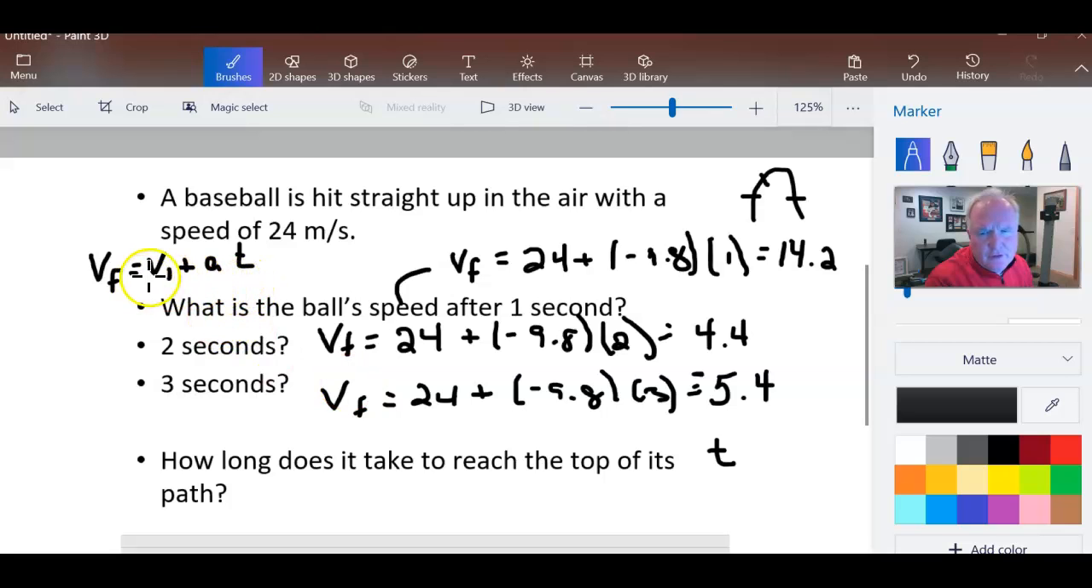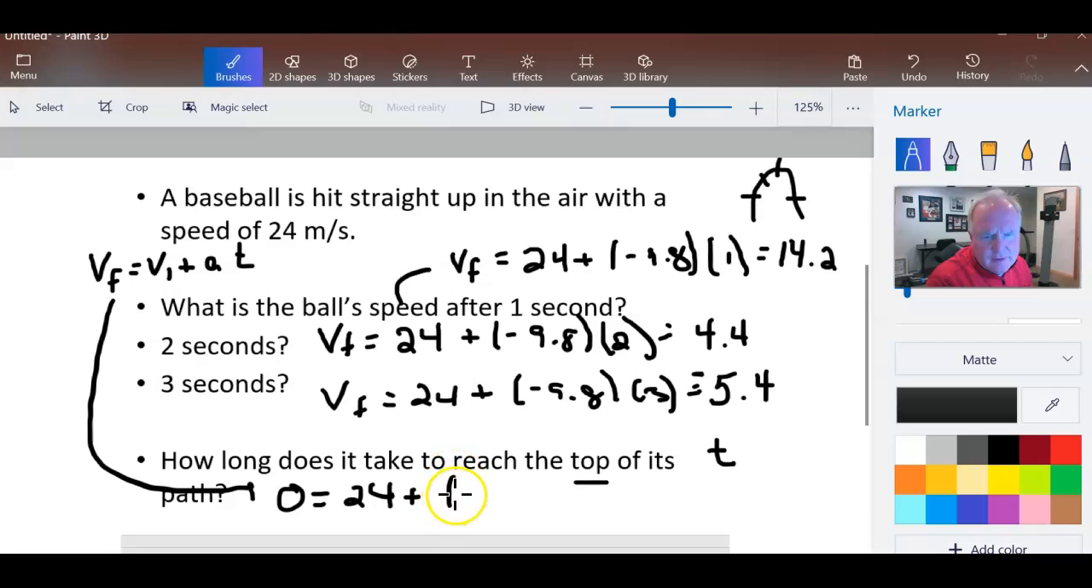So in this equation, we know we have been given VI, we know A because that's the same on Earth, and we need T. So they must have hidden the final velocity somewhere in this sentence, and that's right here. It's at the top of its path. And what's the velocity of something at the top of its path? It's 0.